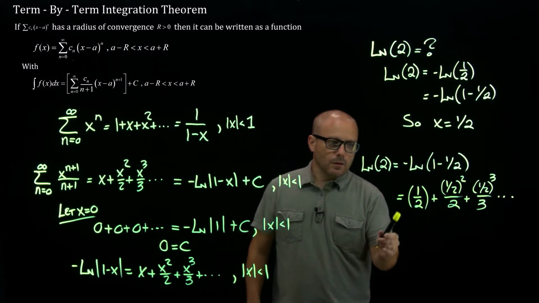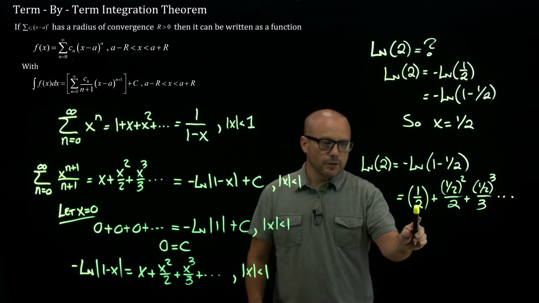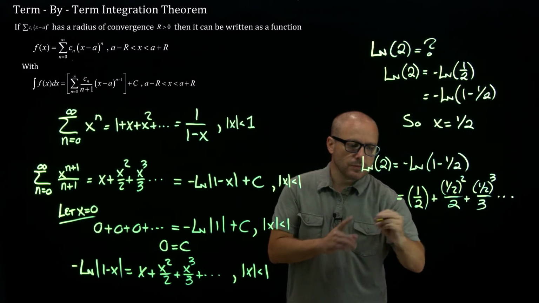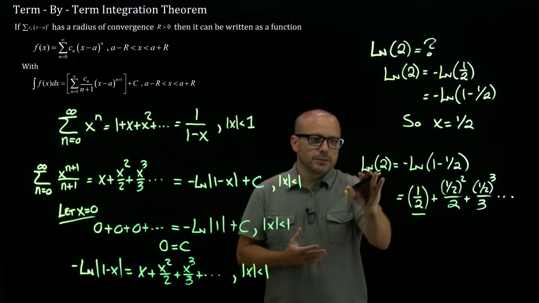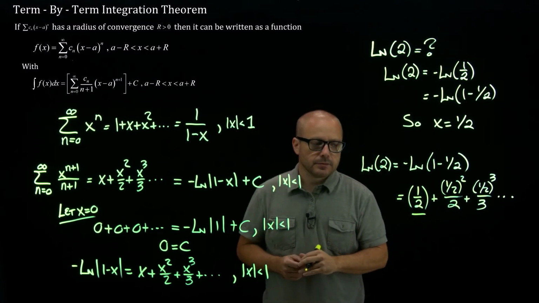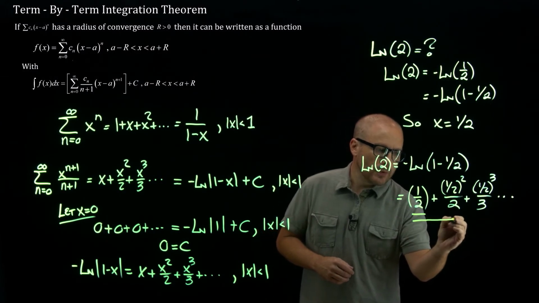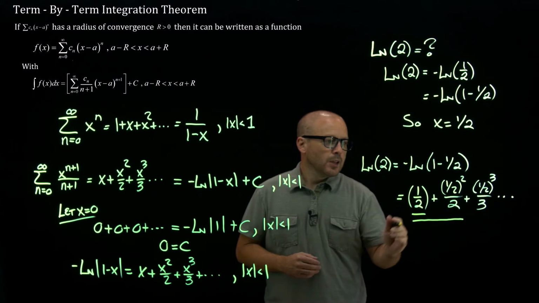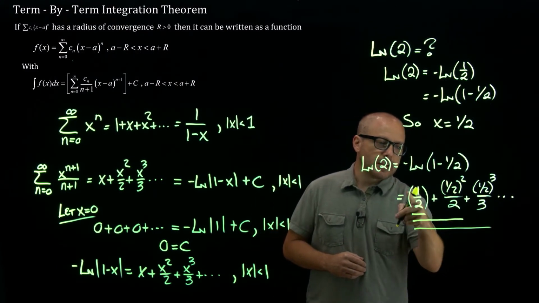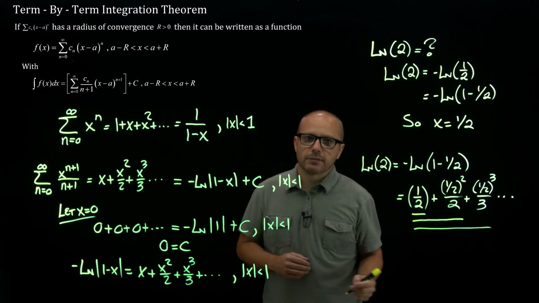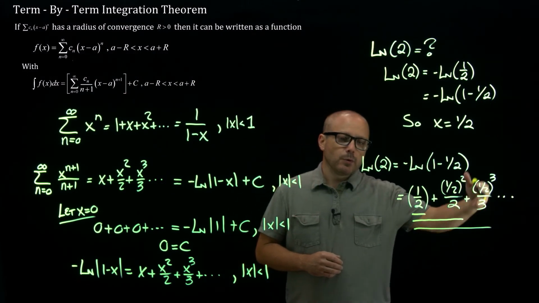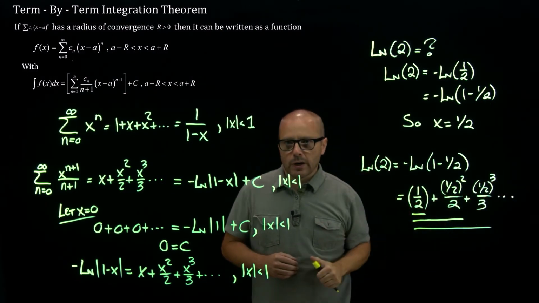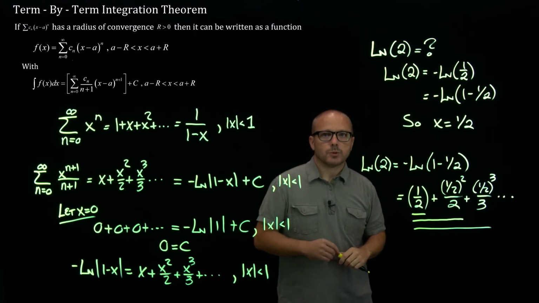So what we could do is we could just take the first term, a half. That would be some approximation just using this. So we could say natural log of 2 is approximately a half. Or we could say, if we want to be a little bit better, it's a half plus a half squared over 2. If we want a little bit better, it's a half plus a half squared over 2 plus a half cubed over 3. And every time we bring in another term, we're getting more and more detail. We're getting a better and better approximation of natural log of 2.